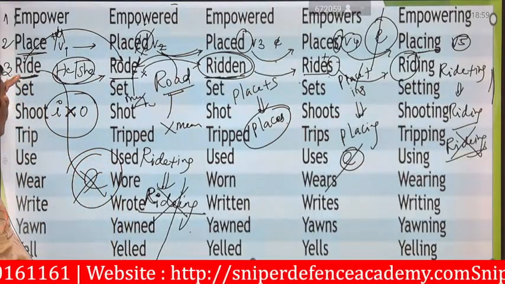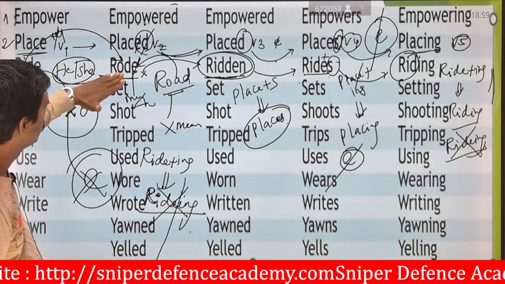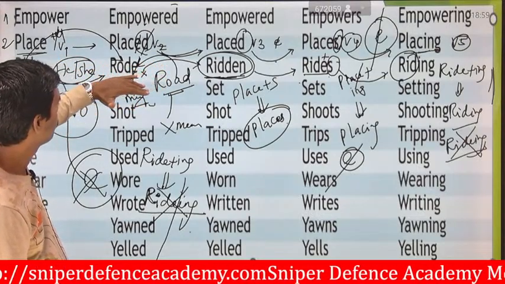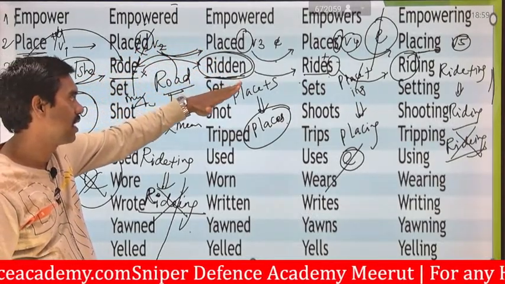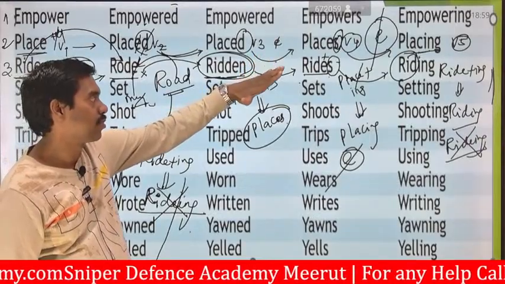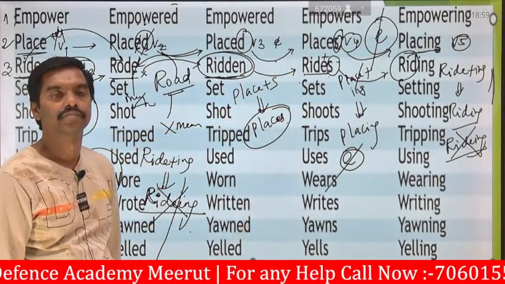So the third one is ride. The actual word is ride, then road. When you are studying, E will remain silent. Road will be transferred to ridden. It will be transferred to rides. Rides will be transferred to riding. Okay.